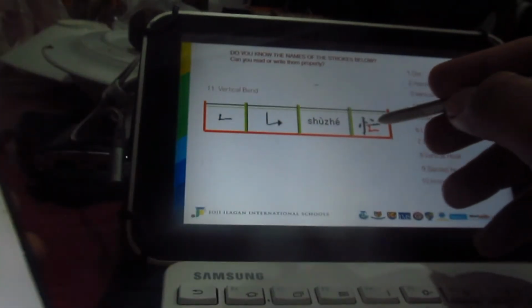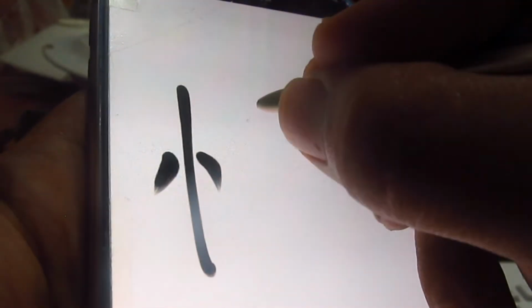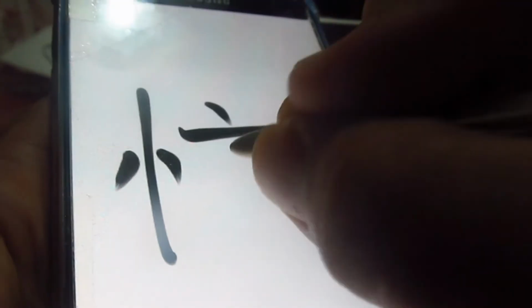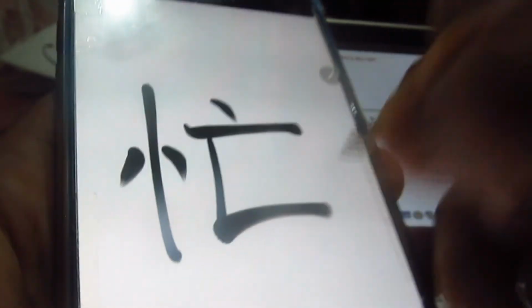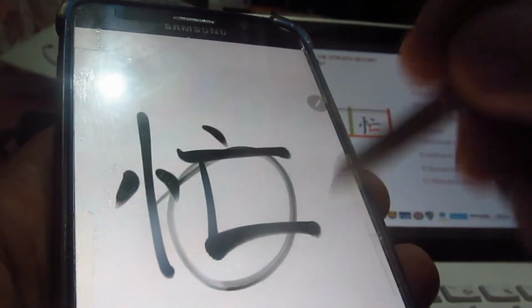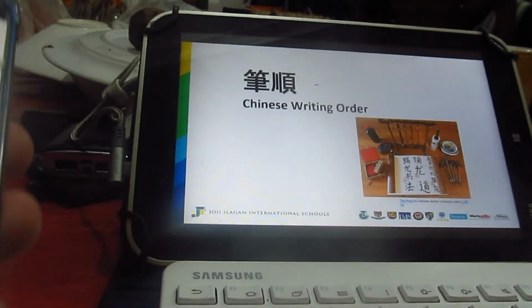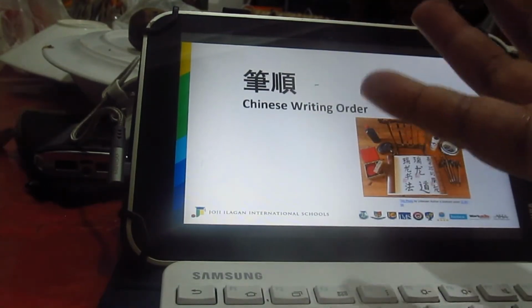And we'll use this example, mang, which means busy. Let's write this. Dian, shu, dian, dian, heng, shu, zhe. Okay, I hope you got this. So this is the vertical bend. Okay, that's a good one. So I hope you got what we have discussed here.